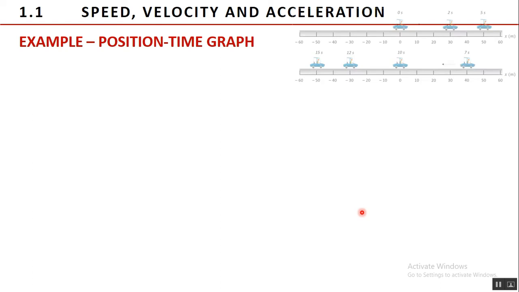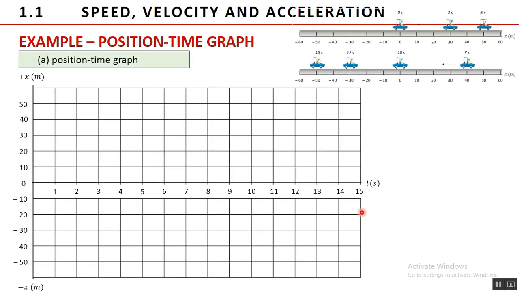To do this we need a graphing paper, then plot the position of the car at each indicated time. At 0 seconds, 0 meters. At 2 seconds, 30 meters. At 5 seconds, 50 meters.